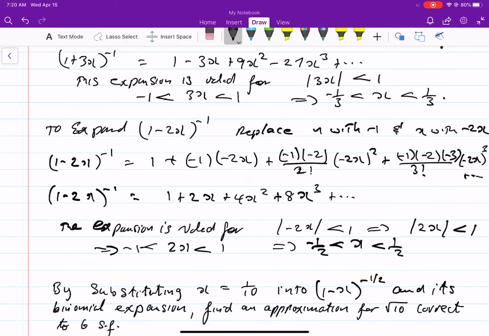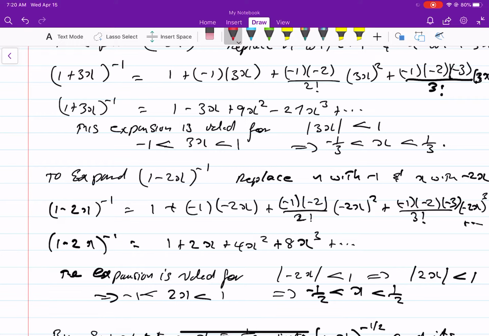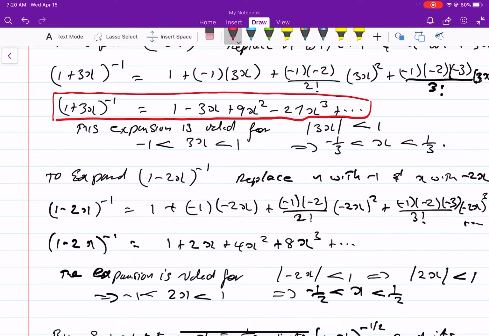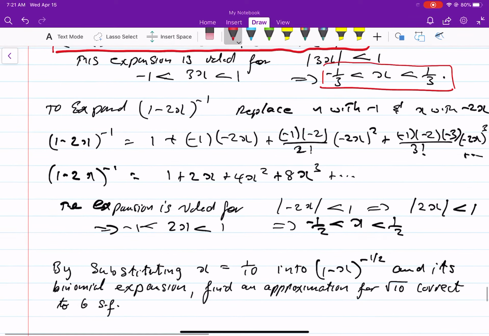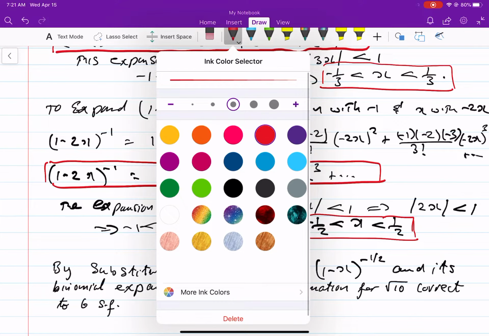Okay, so let me mark off the important parts here. I got the first expansion up here, and the range of values of x for which that expansion is valid. I have the second expansion down there, 1 minus 2x to the minus 1: 1 plus 2x plus 4x squared plus 8x cubed. There it is. And I got the set of values of x for which that one is valid. Okay. So how do I get the overall expansion?